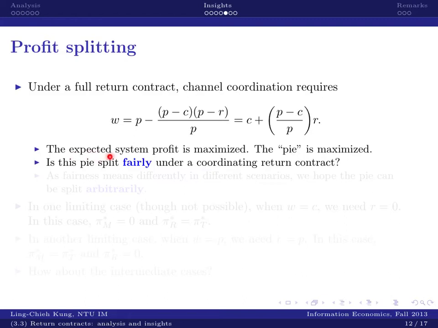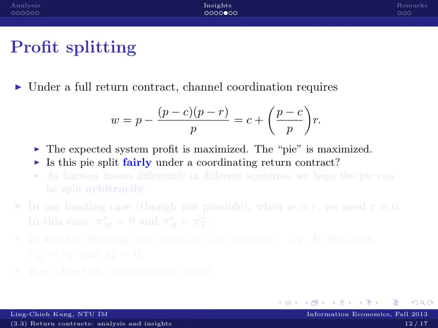We know that the expected system profit would be maximized with a coordinating contract, and that means the pie is maximized. And then we may need to ask whether this pie is split fairly under a coordinating contract. Okay? Why do we need to ask that? It's because if the allocation is not fair, then at least one of these two parties will refuse to sign a coordinating contract. Okay? Think in this way.